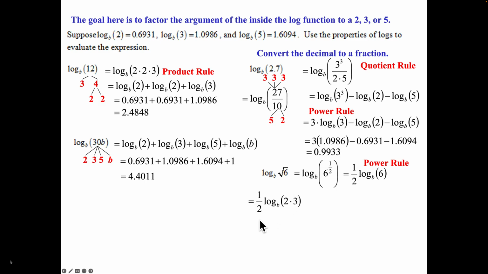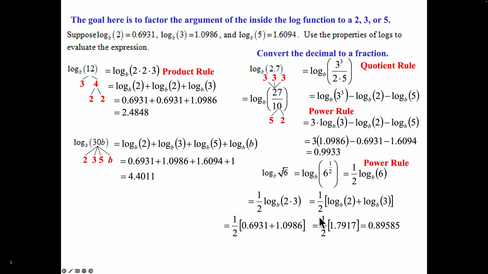Now this is where you have to be very careful. We're going to change this to log base b of 2 plus log base b of 3, but we have to put it in a set of parentheses or brackets because the answer needs to be multiplied by a half. So we bring in our decimals, 0.6931, 1.0986. We're going to add them together first, and then divide by 2 or multiply by a half to get 0.89585.